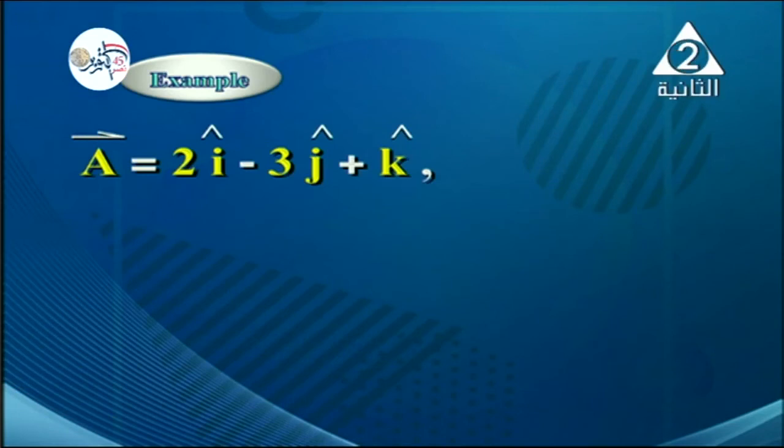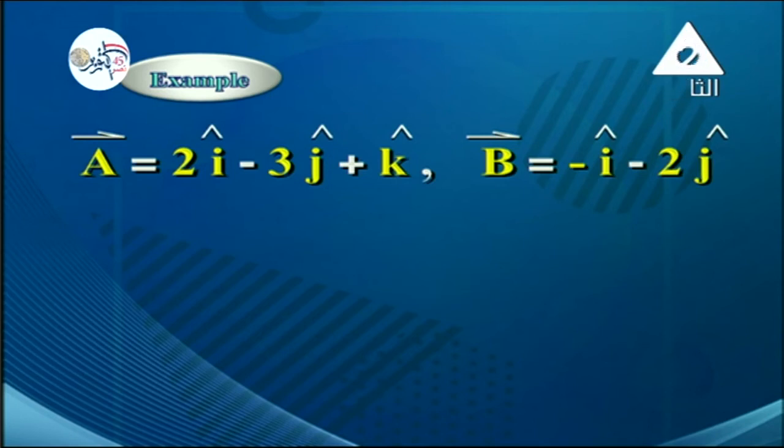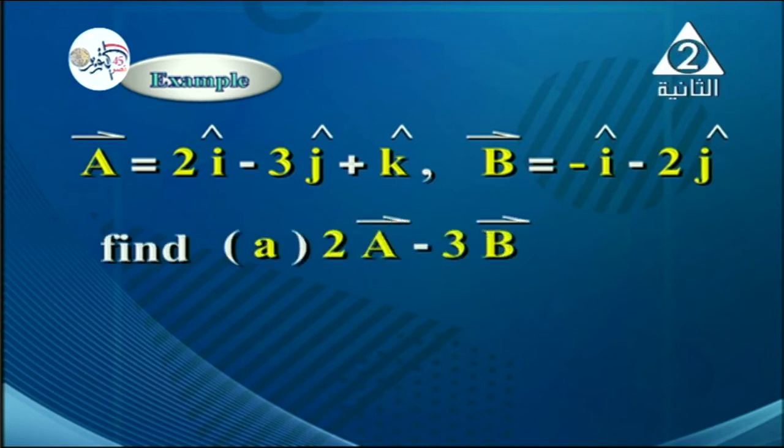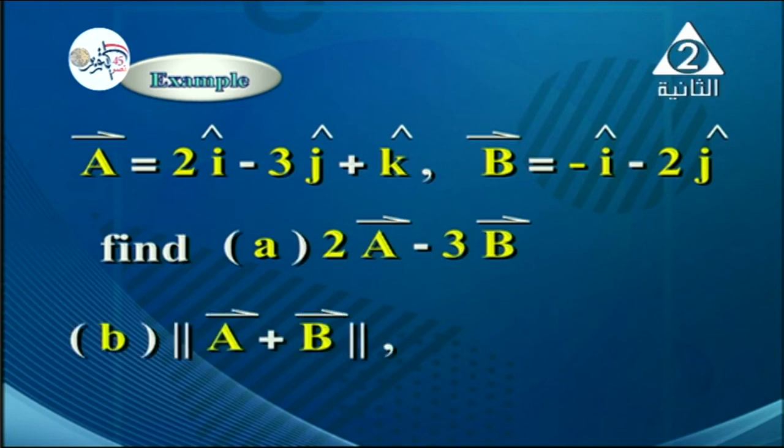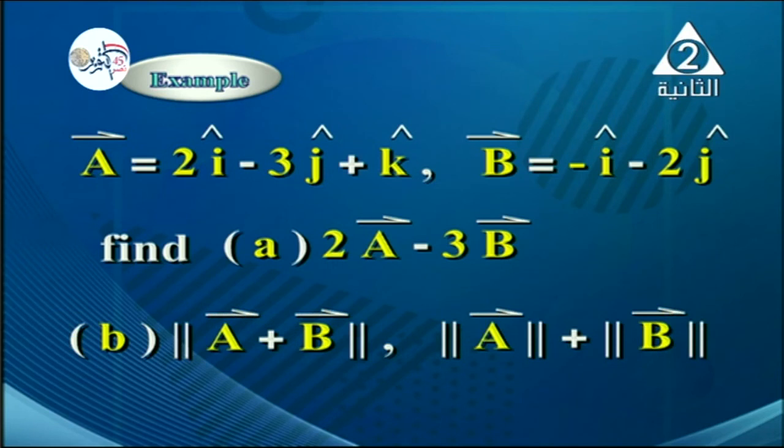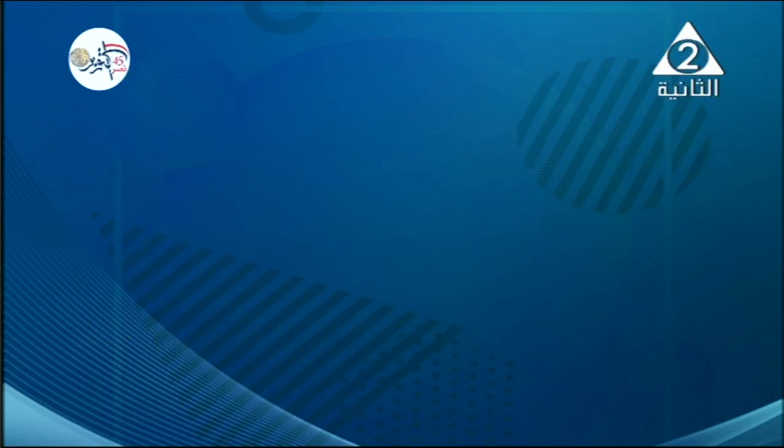Example: vector A equals 2i minus 3j plus k, vector B equals negative i minus 2j. Find A, 2 vector A minus 3 vector B. B, find norm of A plus B. After that, find norm A plus norm B.